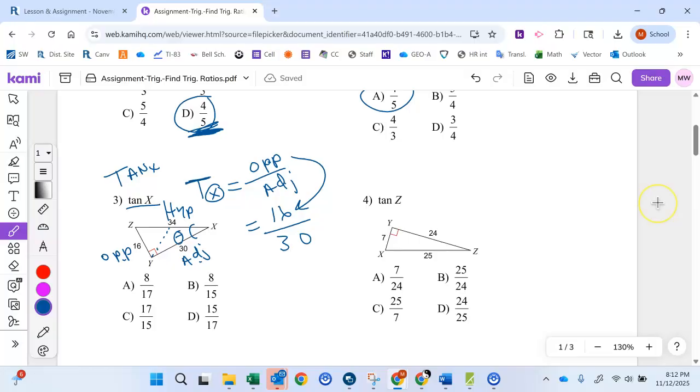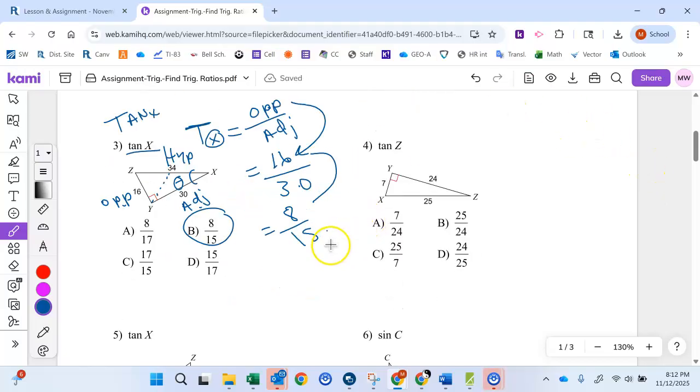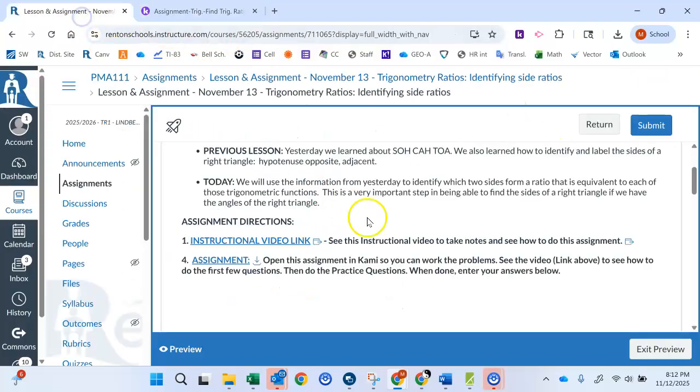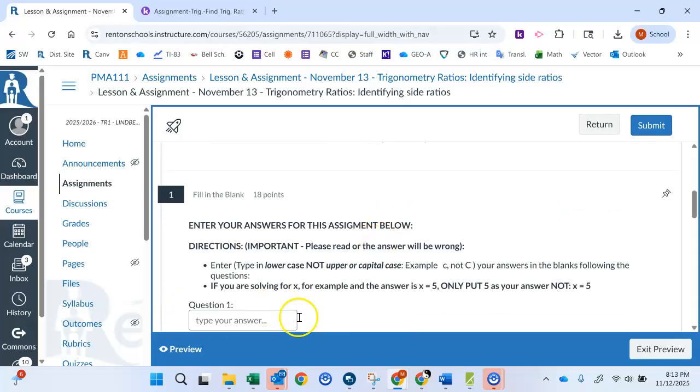You should be able to do that in your head. 16 divided by 2 is equal to 8, 30 divided by 2 is 15. Okay, so that one's B. So that's how you do this assignment. Make sure, as always, when you're done, to come and put your answers here and then submit. Okay, that's it, folks.